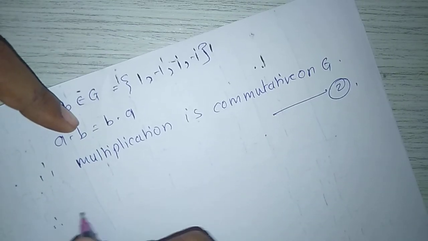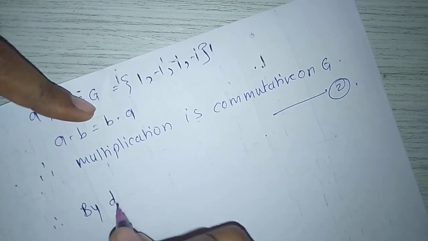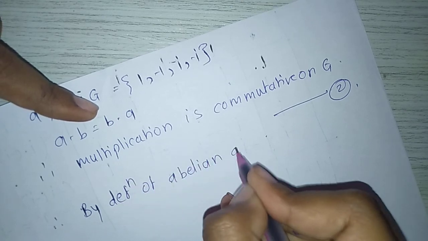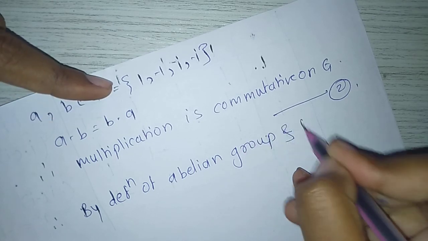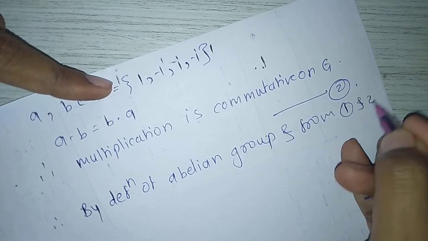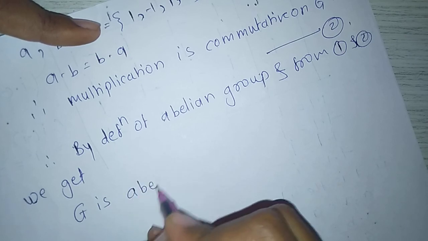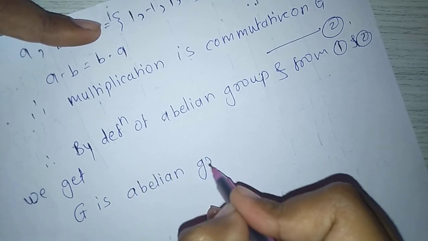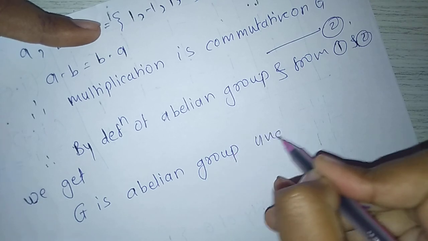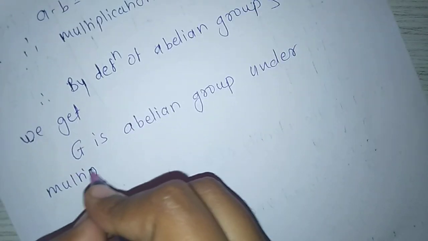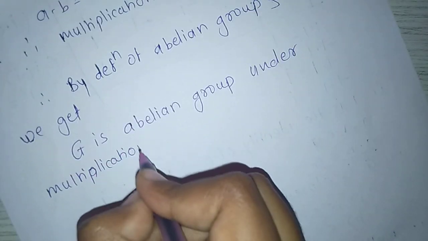Therefore by the definition of an abelian group, and from 1 and 2 we get G is an abelian group under multiplication. We stop here.